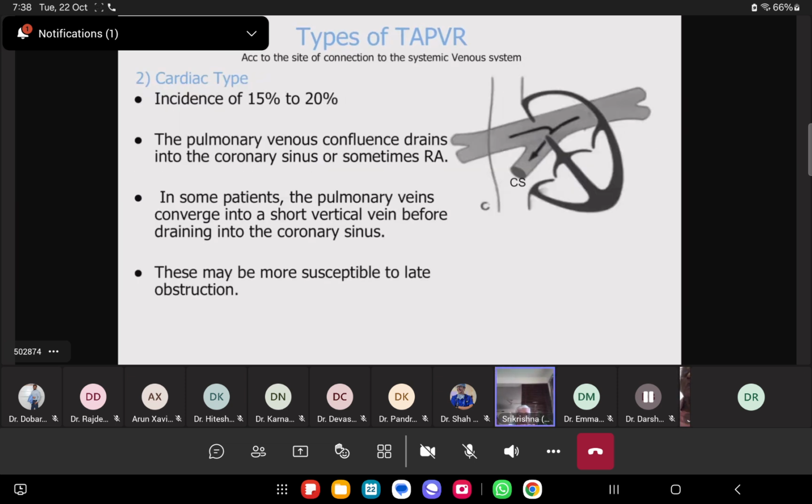The second most common type is the cardiac type, which constitutes around 15 to 20%. The pulmonary venous confluence drains into the coronary sinus or sometimes directly into the RA. In some patients, the pulmonary veins converge into a short vertical vein before draining into the coronary sinus. These patients are more susceptible to late obstruction.